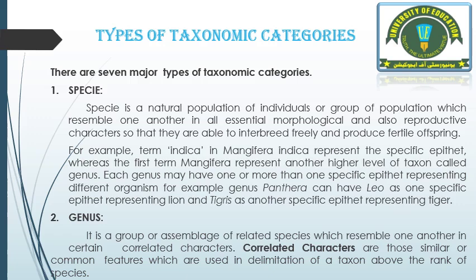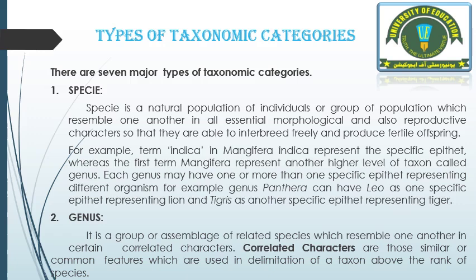For example, the term indica in Mangifera indica represents the specific epithet. What is an epithet? Epithet is the second name in a species. As we know, a species is made up of two names. The first one is written with a capital letter, and the second one is written with a small letter. The second name is called the epithet. Each species has one specific epithet and one generic name.